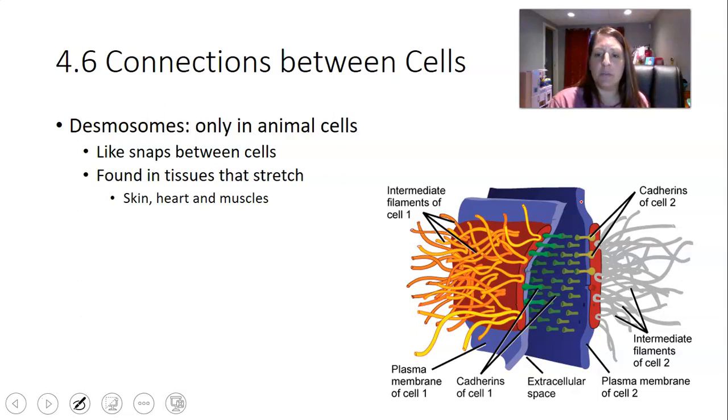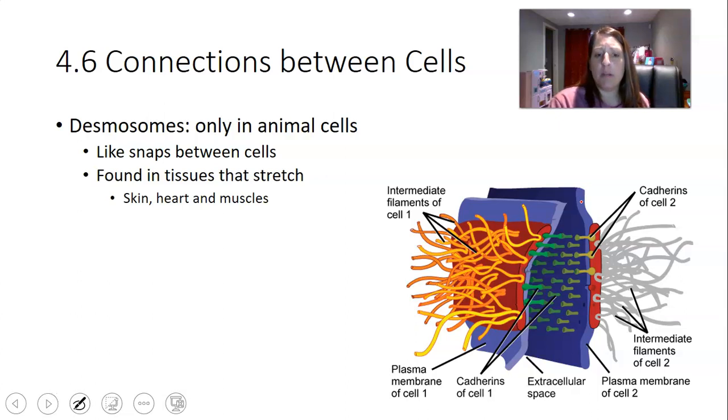I like to think of desmosomes like snaps. Instead of being sewn together or zipped together, these are just snaps that hold two neighboring cells together. They're not waterproof. Instead, materials can get between them.